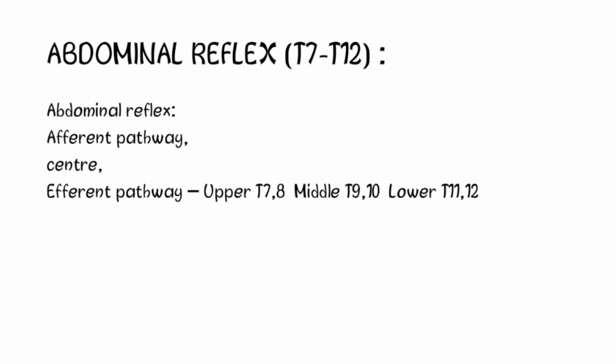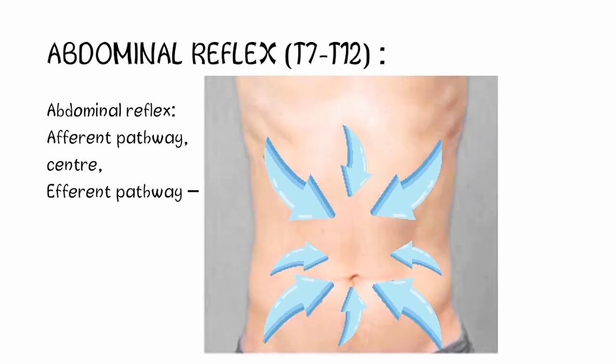Now in order to elicit this reflex, bring the patient into supine position, abdomen will be uncovered and the muscles should be relaxed. Now stroke briskly but lightly in a medial direction across the upper and lower quadrant of the abdomen. The normal response is contraction of underlying muscle with the umbilicus moving laterally and up or down depending upon the quadrant tested.